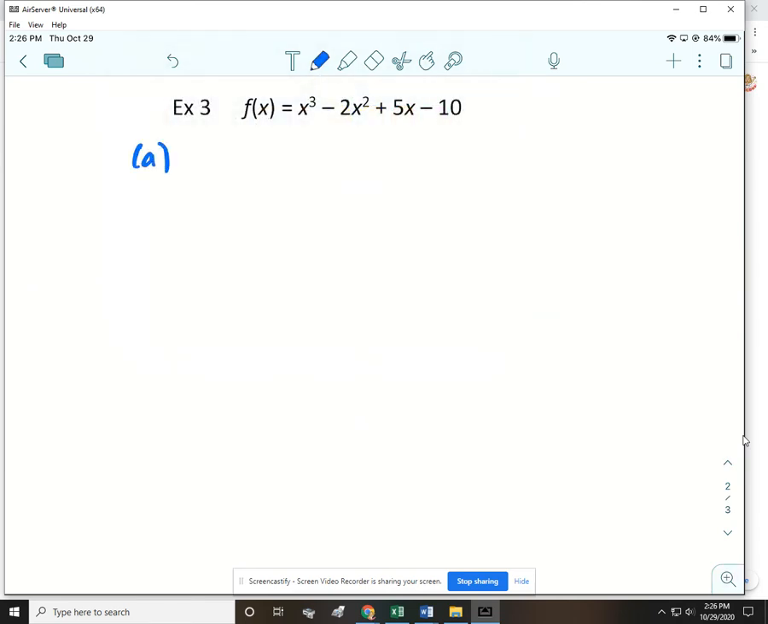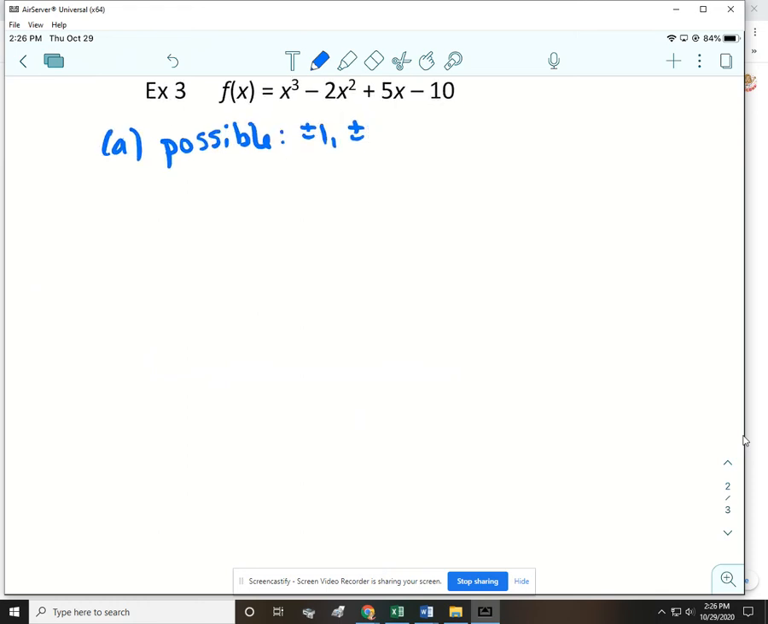All right, for A. So this is another one where the leading coefficient is 1. So my possible rational zeros are just going to be the factors of the constant, which is 10. So there they are.